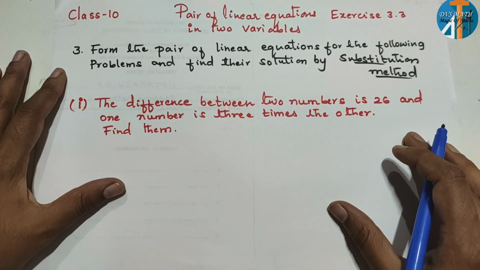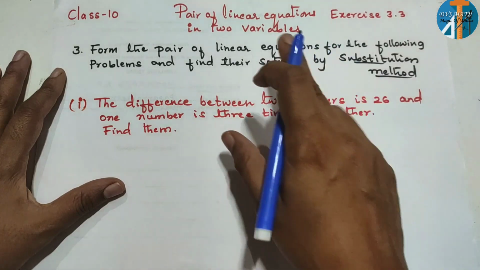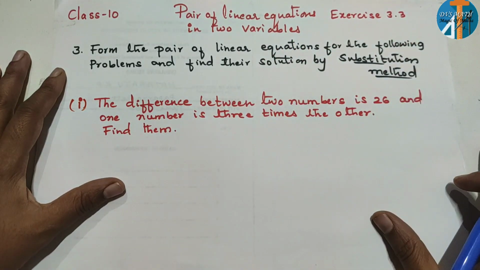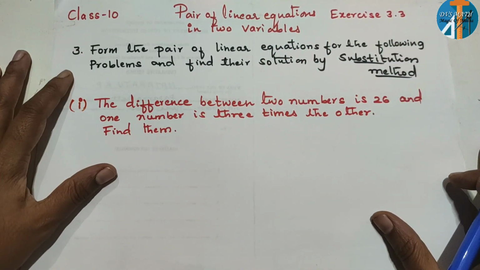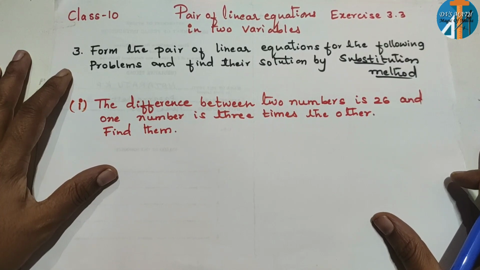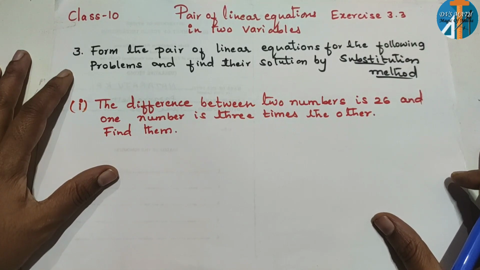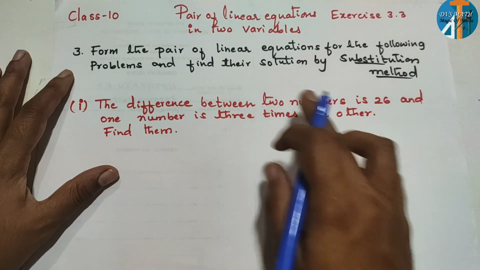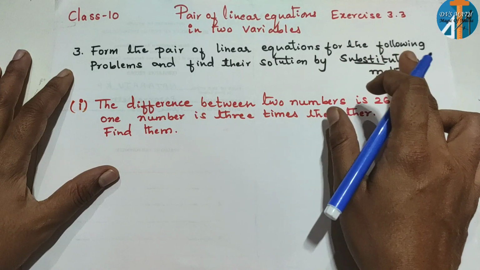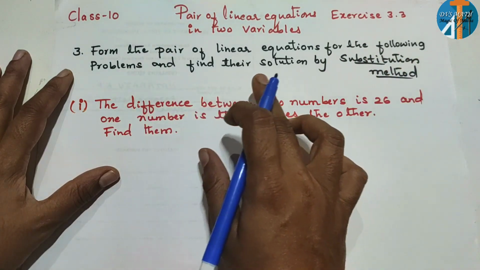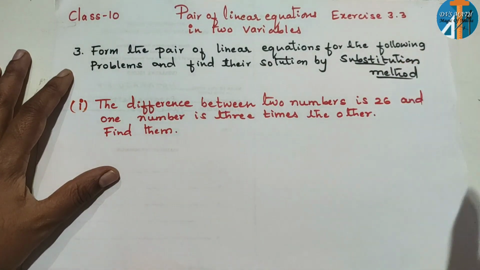So continuing class 10th pair of linear equations in two variables, exercise 3.3, question number 3. So in previous session we discussed till question number 2. So now we are continuing from question number 3. So question is like this. Form the pair of linear equations for the following problems and find their solution by substitution method.